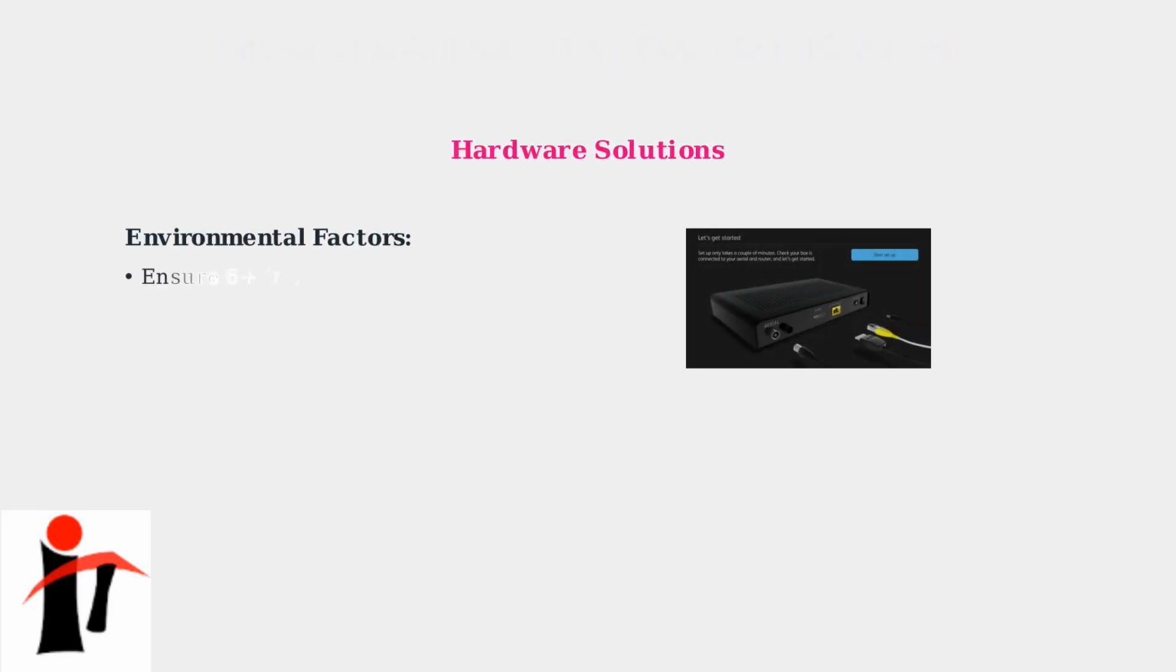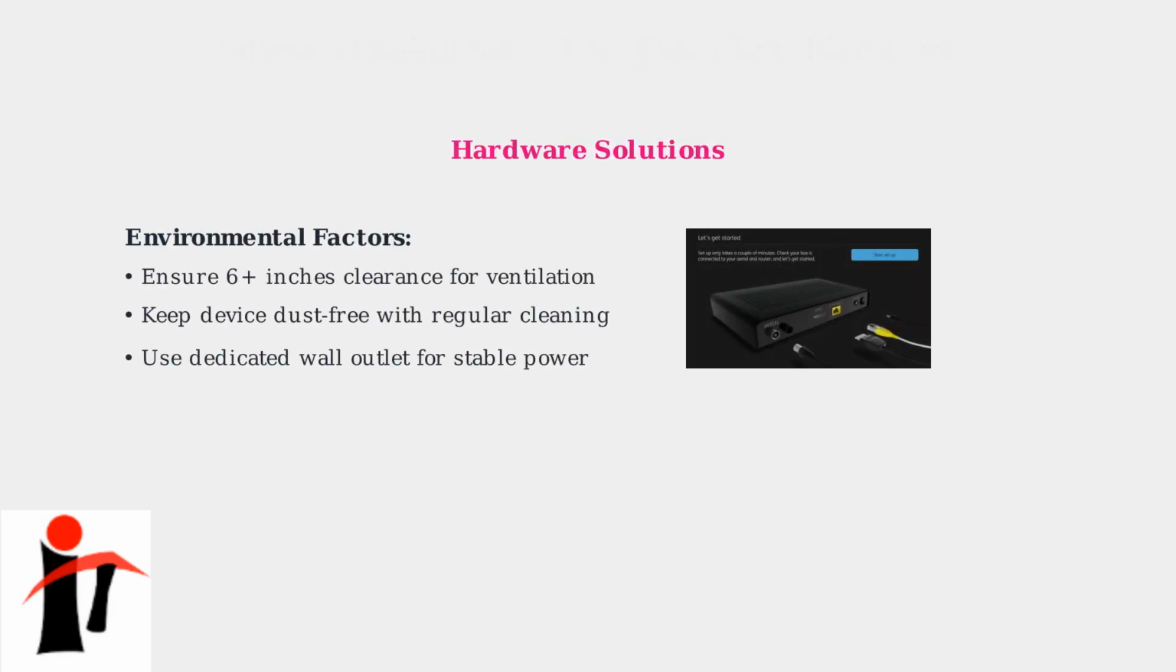When basic software fixes don't resolve your TalkTalk YouView box power issues, it's time to explore advanced hardware solutions and consider long-term strategies. First, address environmental factors that commonly cause power issues. Your YouView box needs proper ventilation with at least 6 inches of clearance on all sides. Regular dust removal and using a dedicated wall outlet instead of extension leads can prevent many power-related problems.